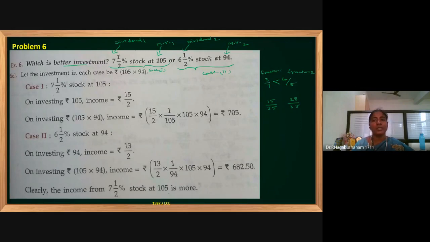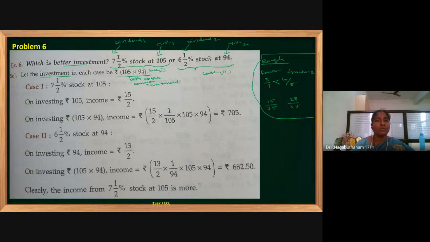What we are trying to do is make the denominators equal. Only then we compare the numerators and tell which fraction is higher. In a similar way, we will try to make the investment the same in both cases. We will multiply the first market value and the second market value, and that will be the common investment for both cases. Then we can calculate the profit.